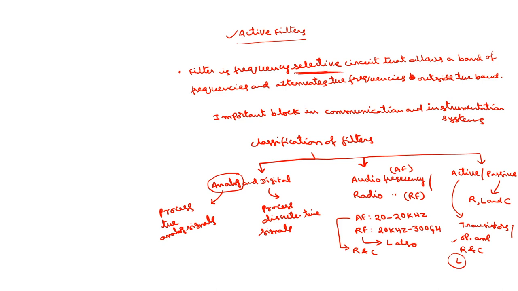So depending upon the frequency range that it is going to select, we have again four types of filters. One is called low pass filter. As the name implies, it passes the low frequencies and rejects the high frequencies. If I take the ideal response of the low pass filter, the frequency response is something like this.